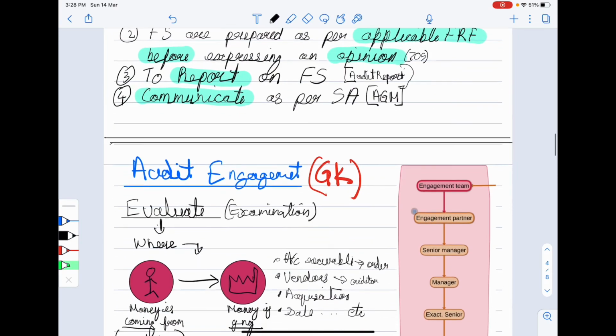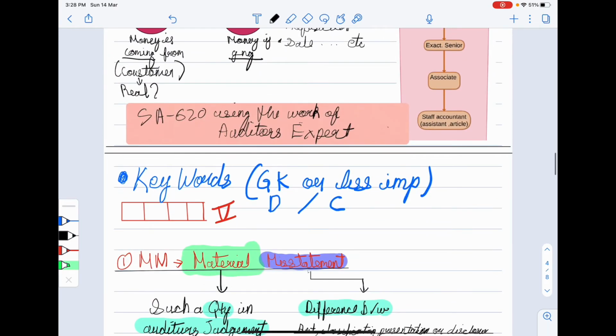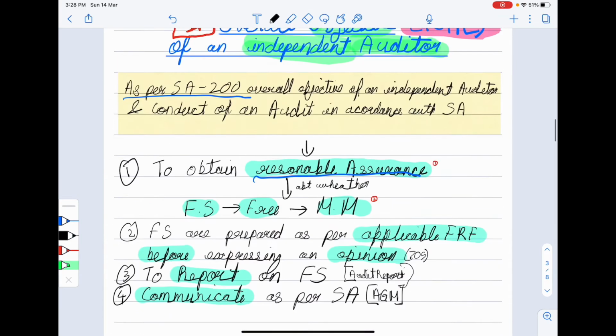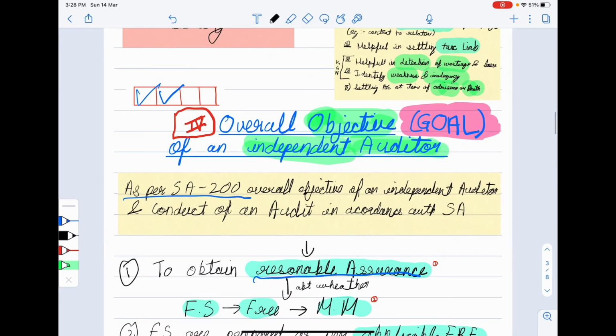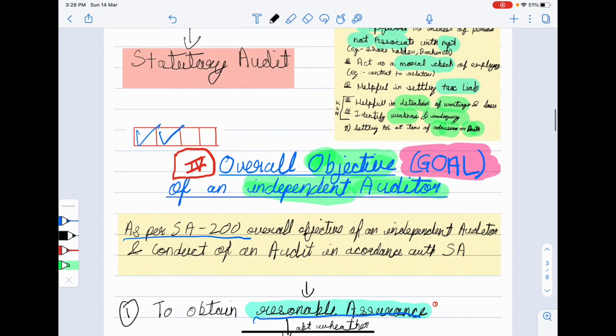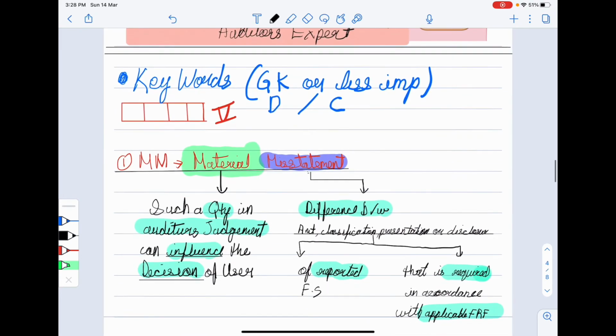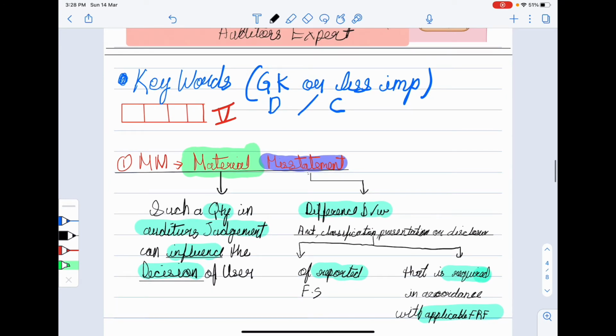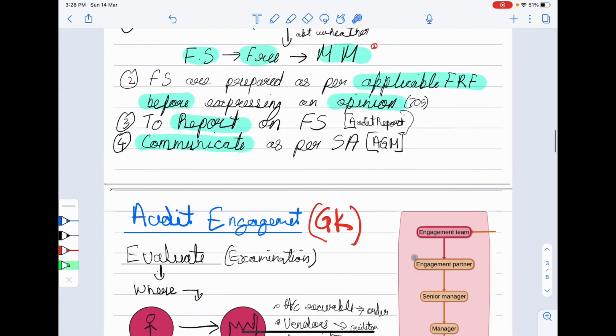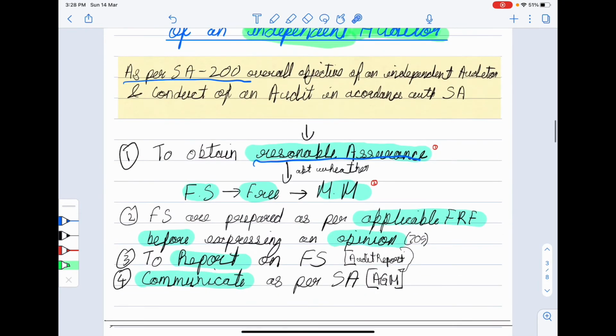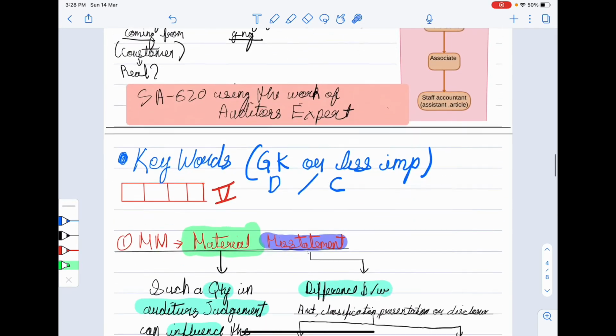Let's move ahead to some of the keywords. By this time we have learned 4 answers. Now let's understand some keywords. The most important word is material misstatement. We heard about this word here only: financial statements should be free from material misstatement. So what is material misstatement?